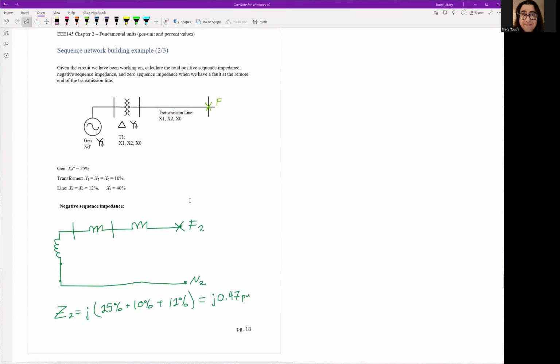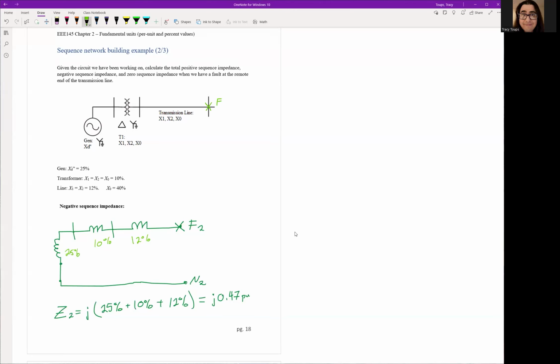The Z2 network, your negative sequence network. Again, we're going through and building our network impedances. Here, we're going to use Xd double prime. This is 25%. Here I have transformers, all your impedances are the same, so it's 10%, that's easy. And this last one is 12%. So in this particular case, our positive and negative sequence impedances are the same, which is common sometimes.